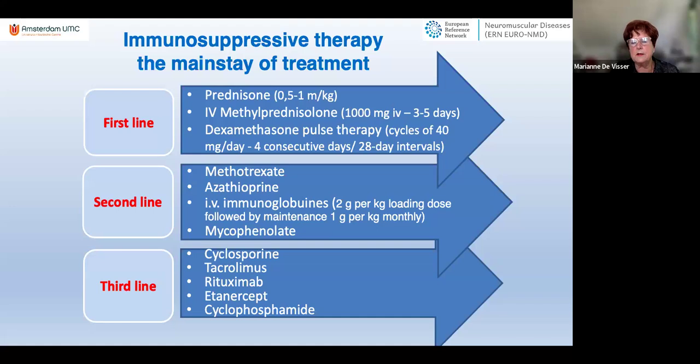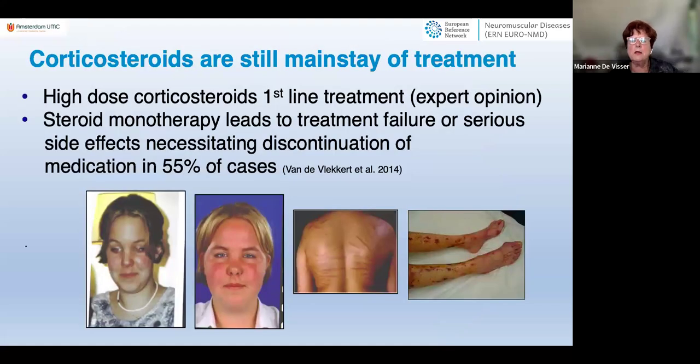I'll come back to the second line and third line medication, but I would like to expand a little bit on the side effects of corticosteroids. As I mentioned, we found that dexamethasone was as good as prednisone. That was investigated in a trial in which we gave monotherapy, either with prednisone or with dexamethasone, and we found that more than half of the cases had either treatment failure or serious side effects, necessitating discontinuation of this medication and initiation of other immunosuppressive medication.